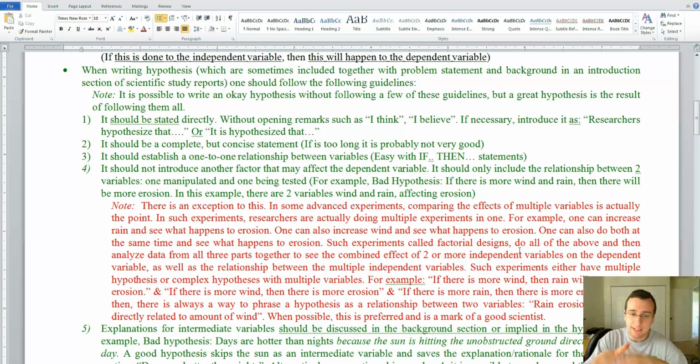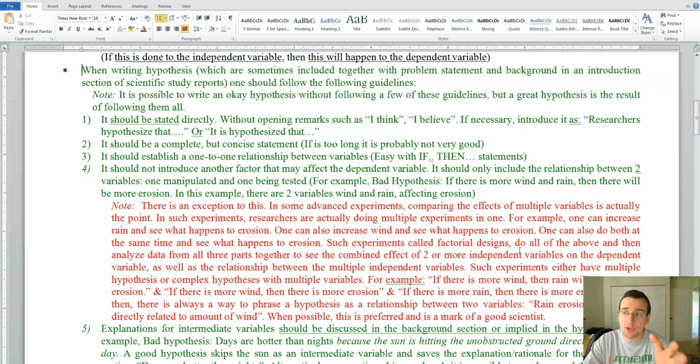Basically, the idea here is that let's say you want to find out the effect of wind on erosion and the effect of rain on erosion, and the relationship that exists between wind and rain and how that affects erosion. You see? It may be that there's more erosion if there's more wind. Maybe more erosion if there's more rain, but there's also the fact that wind makes the rain erosion worse. So I want to examine all those relationships, so a multifactorial design is the best thing you can do for that. But in that case, you would not try to make one hypothesis.